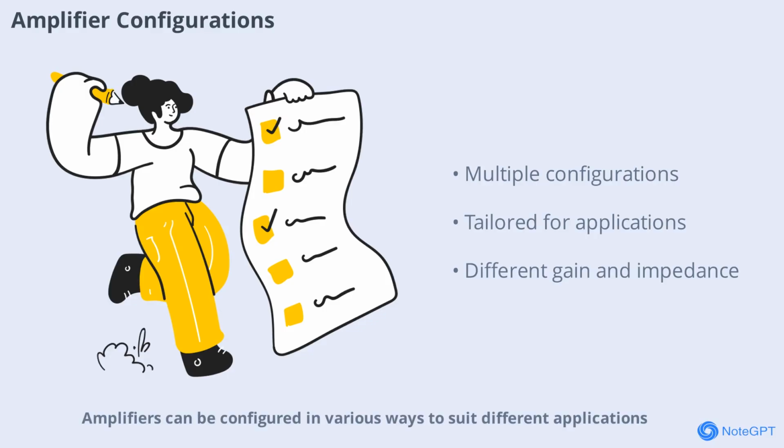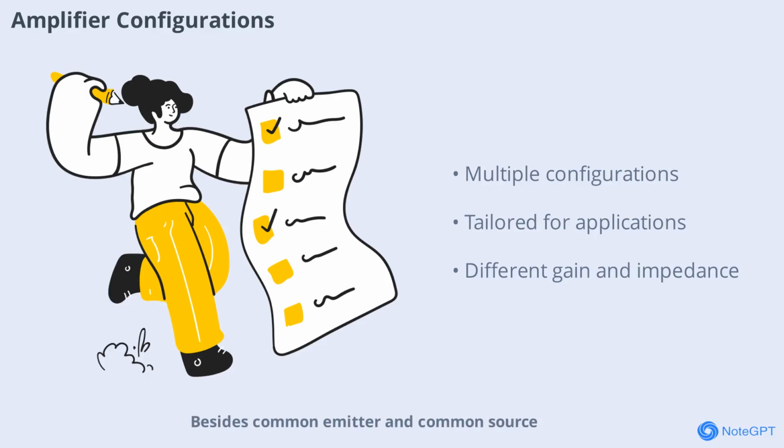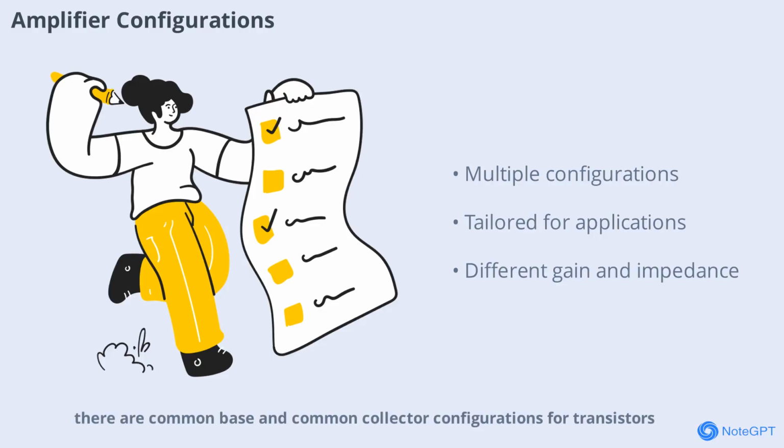Amplifiers can be configured in various ways to suit different applications. Besides common emitter and common source, there are common base and common collector configurations for transistors, and common drain and common gate for FETs. Each configuration offers unique advantages in terms of gain, input, and output impedance.